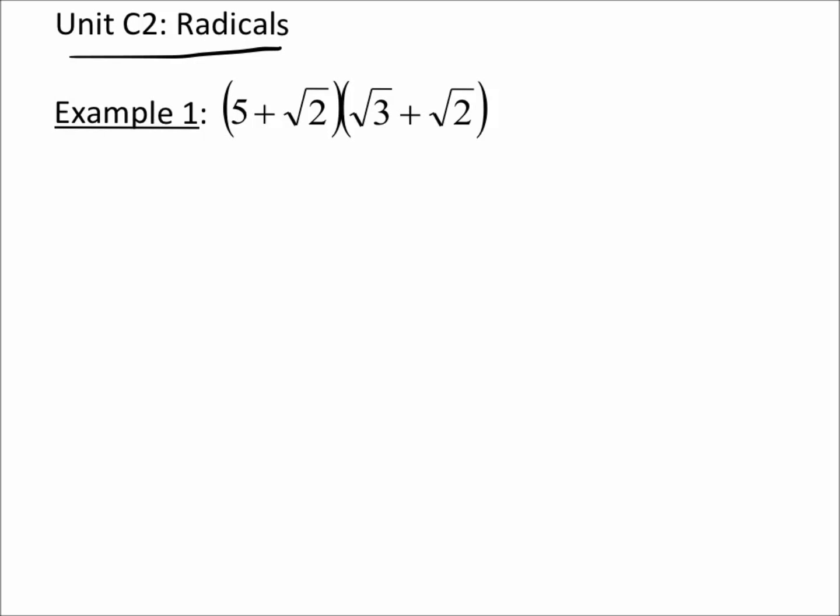In this video, we're going to talk about radicals. What a radical is, is something like this. Here we have the square root of 2 or the square root of 3. It involves the square root sign. So when we talk about roots or radicals, that's what we're referring to.